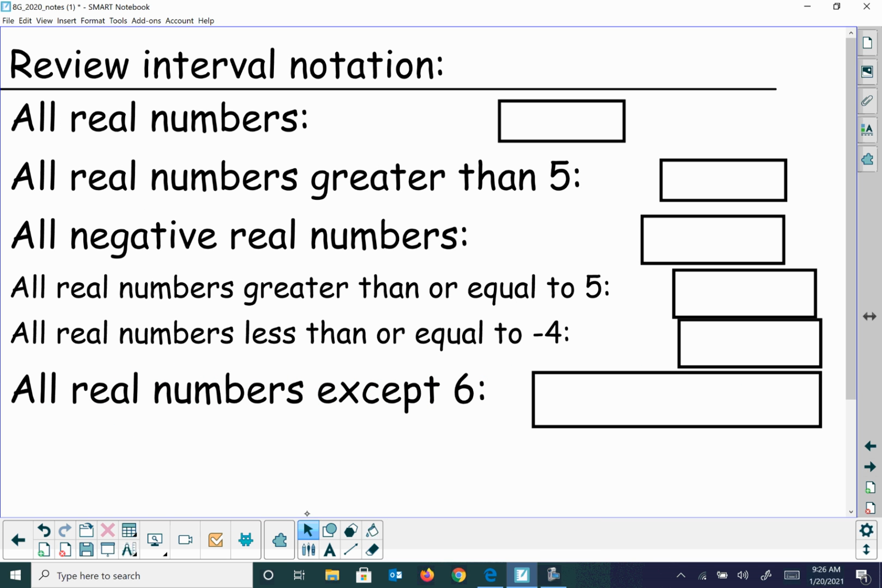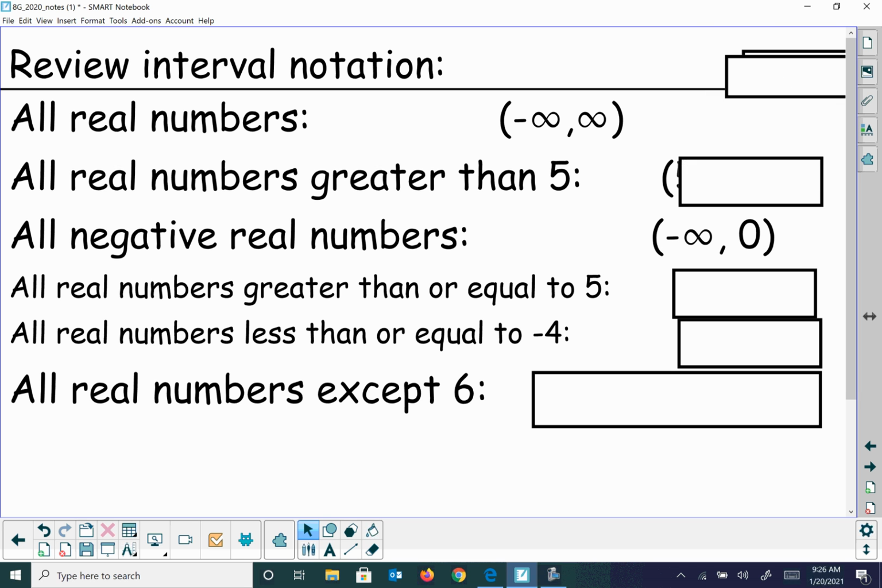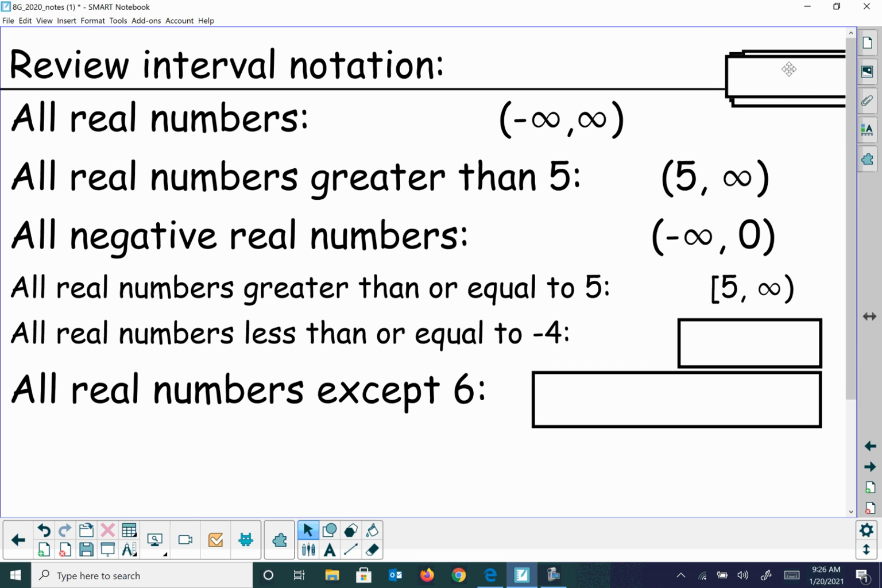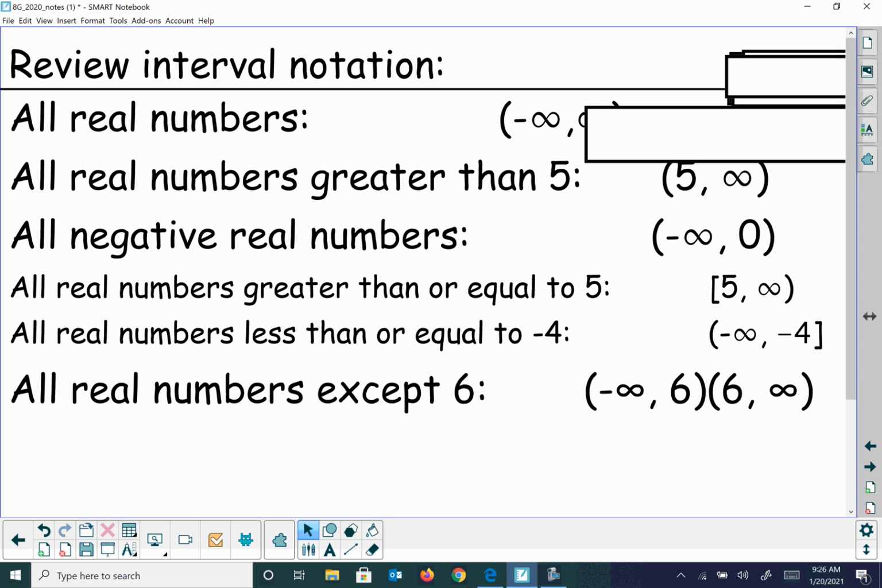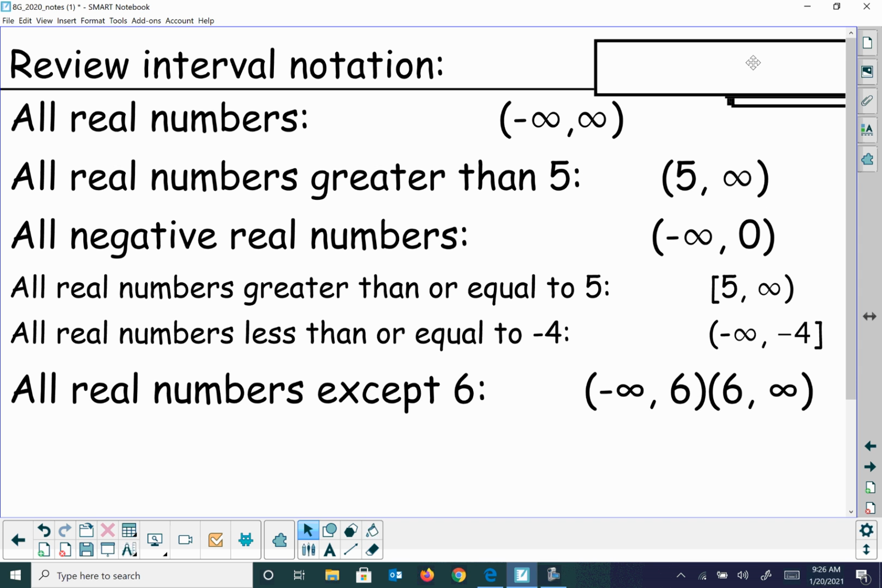All right, all real numbers is negative to positive infinity. Greater than 5 is like that. Negative numbers are negative infinity to 0. All numbers greater than or equal to 5, that's the hard bracket. Less than or equal to -4, it's a hard bracket on the -4. All real numbers except for 6, and that's kind of how I did the domain. So the soft brackets at the 6's mean we don't include them.